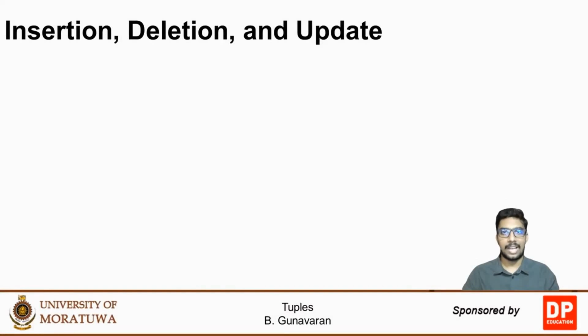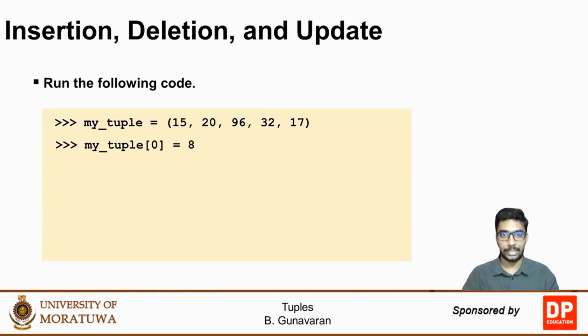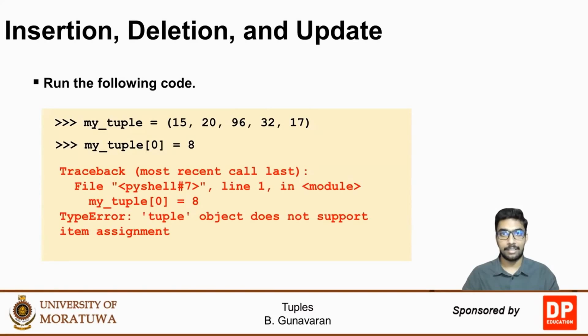So far, we have discussed how to create tuples and how to access values in tuples. Let us move on to insertion, deletion, and updating tuples. Let me give you a quick exercise. Pause the video and run the following code. See what happens. You ended up with an error message, right? What does the error message say? Type error, tuple object does not support item assignment.